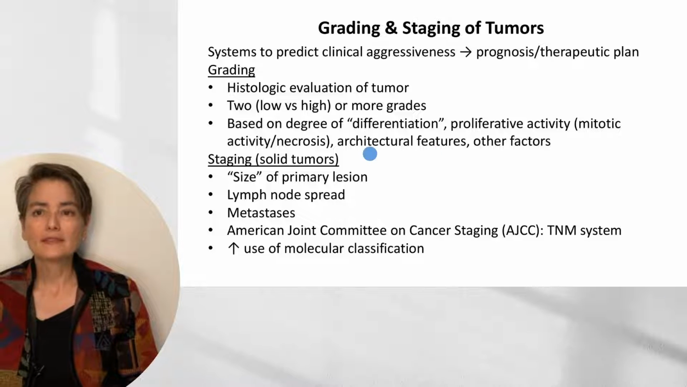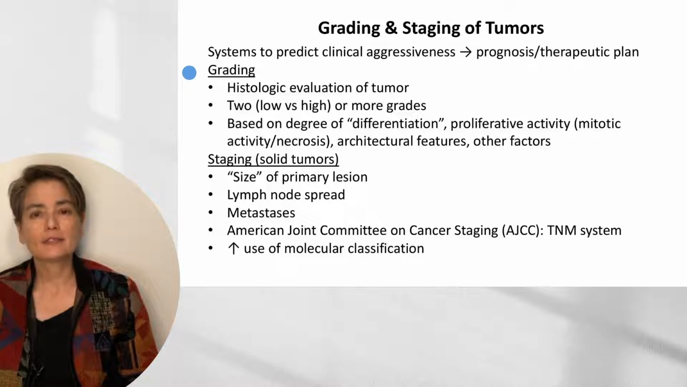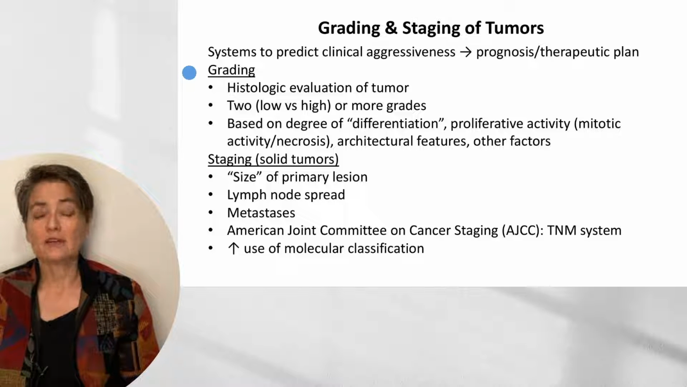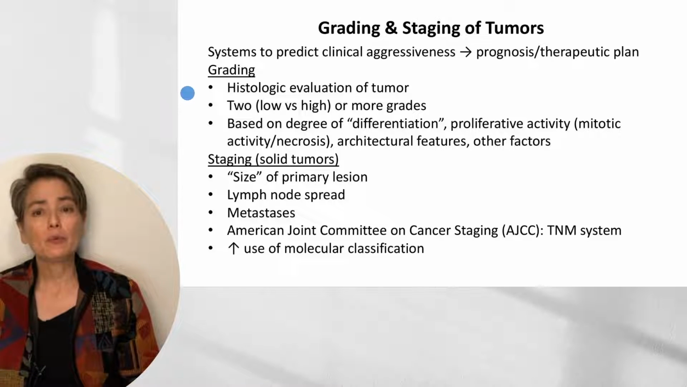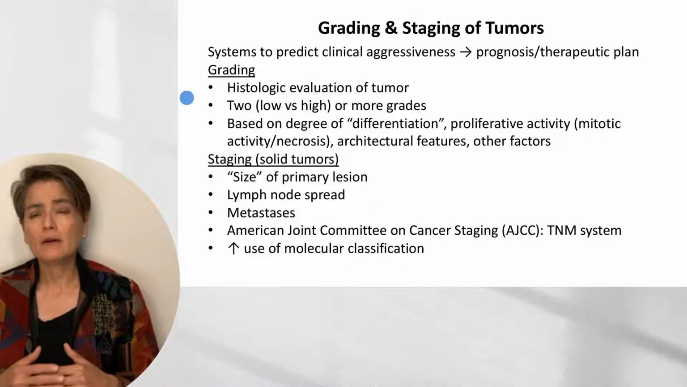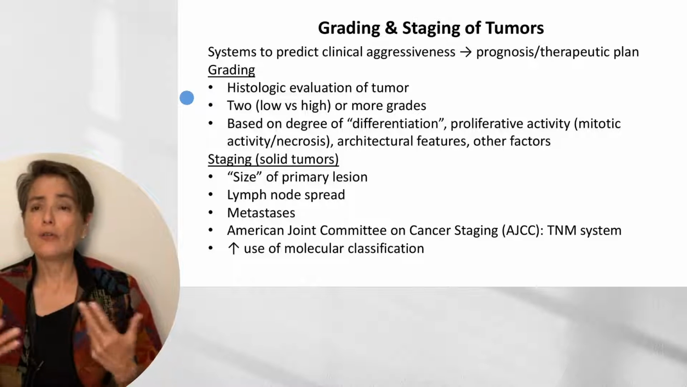So the two ways that we assess clinical aggressiveness are going to be grading and staging. Grading is something that we do as pathologists. It involves histologic evaluation of the tumor. What we do is we look through a microscope at every malignancy that we receive, and we will give it a grade.